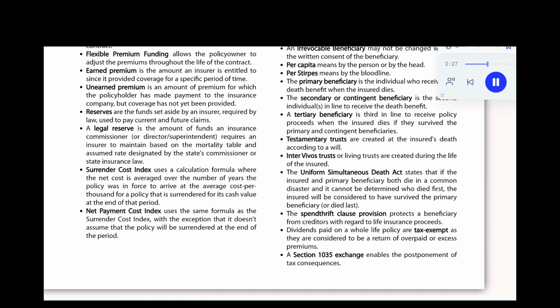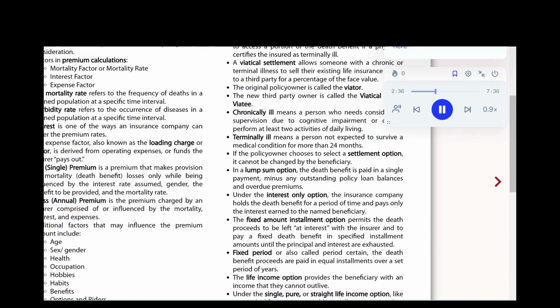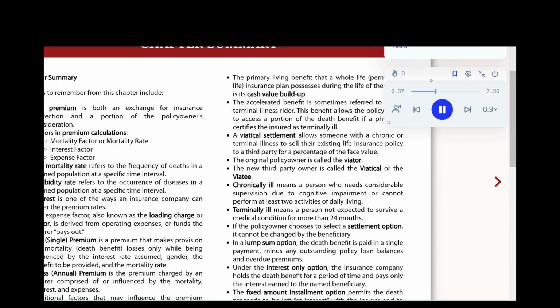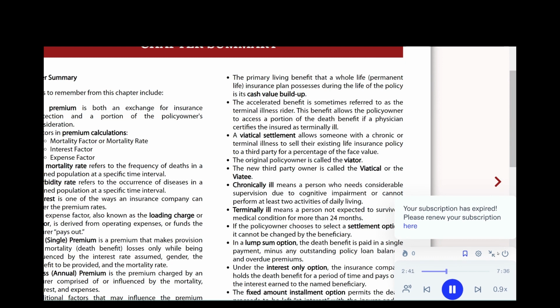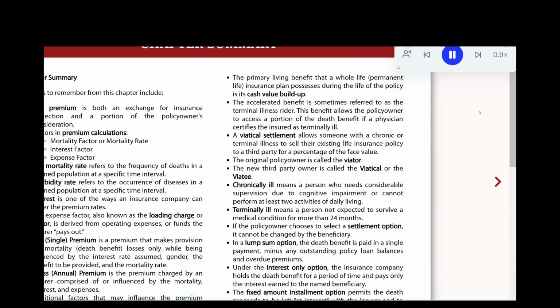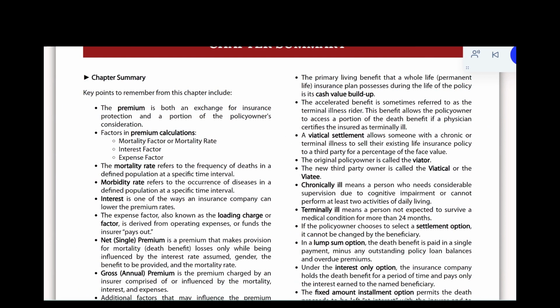Net payment cost index uses the same formula as the surrender cost index, with the exception that it doesn't assume that the policy will be surrendered at the end of the period. The primary living benefit that a whole life, permanent life, insurance plan possesses during the life of the policy is its cash value buildup. The accelerated benefit is sometimes referred to as the terminal illness rider. This benefit allows the policy owner to access a portion of the death benefit if a physician certifies the insured as terminally ill. A viatical settlement allows someone with a chronic or terminal illness to sell their existing life insurance policy to a third party for a percentage of the face value.